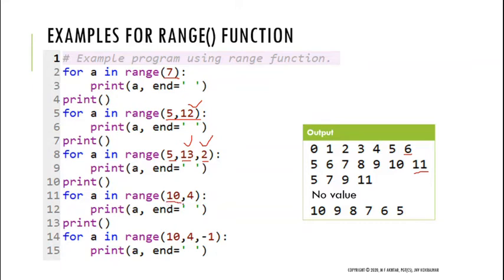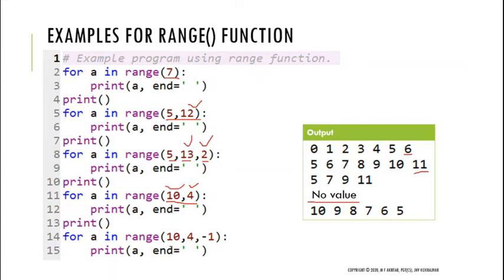Now 10, 4 we have given here. 10 to 4, it displays no value, because we have given a start value 10 and a stop value 4. It won't increment by 1 by 1 to come up to 4, so no value is displayed. Okay, now see another range function.